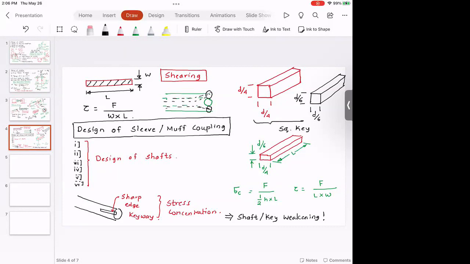How do we take into account the effect of key weakening? The easiest way is to oversize the shaft. If you design the shaft, then increase the shaft size D to 1.1 to 1.2 times D design. So after the design of the shaft, you get D design. You find out the value of the shaft diameter and multiply that by 1.1 to 1.2 to account for key weakening.